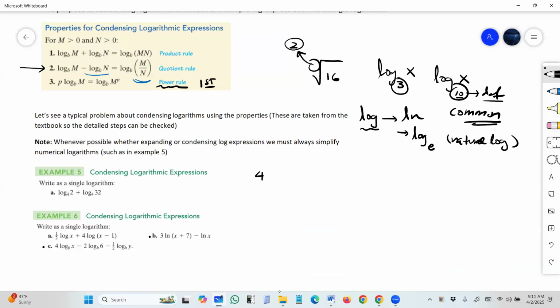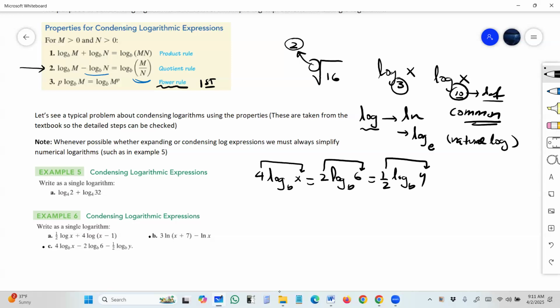So I have 4 log base b of x, again a generic base, which is not mentioned, but that's perfectly fine, minus 2 log base b of 6 minus 1/2 log base b of y. As I can see here, I have a factor multiplying each of the logs, so I have to apply the power rule first. The 4 goes right there, the 2 goes to the 6, and the 1/2 goes to the y. Notice, not the sign, just the number.